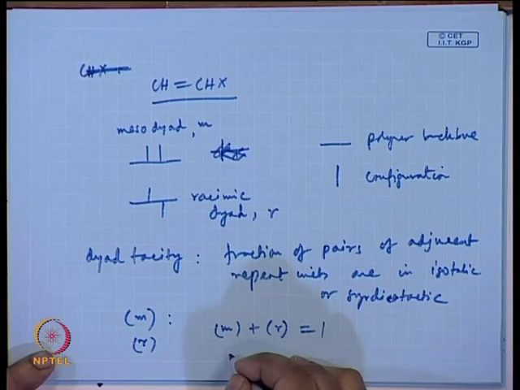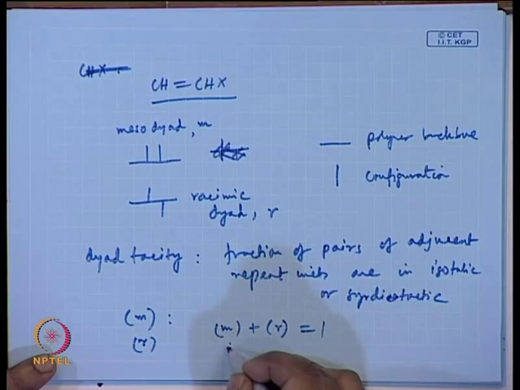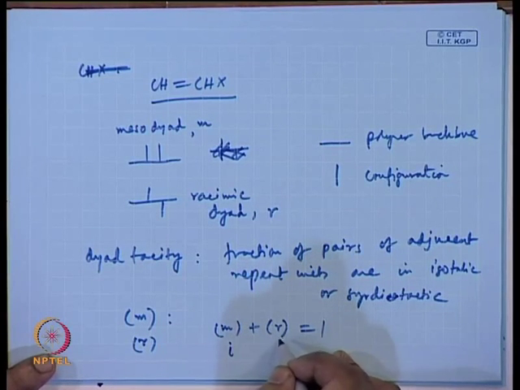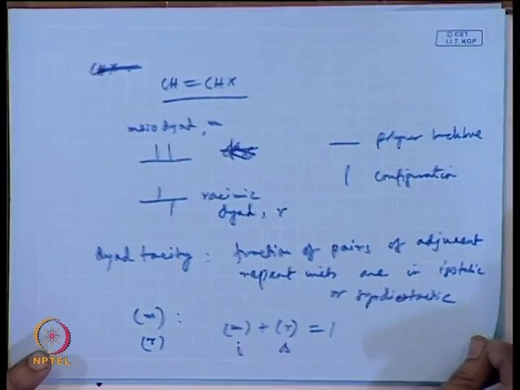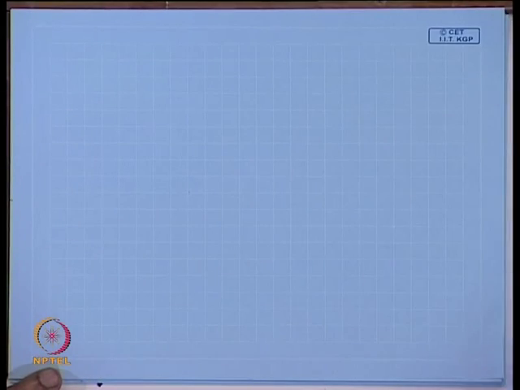Now, sometimes people write meso, which gives you isotactic, as i, and racemic, which gives a syndiotactic, they write as a small s as well.